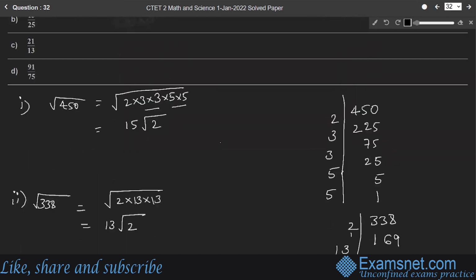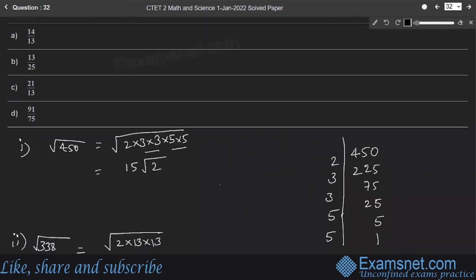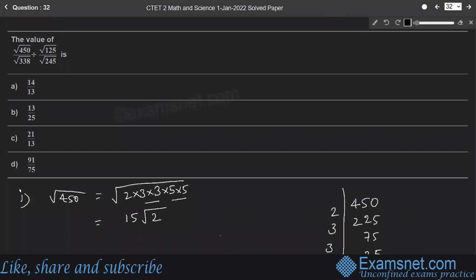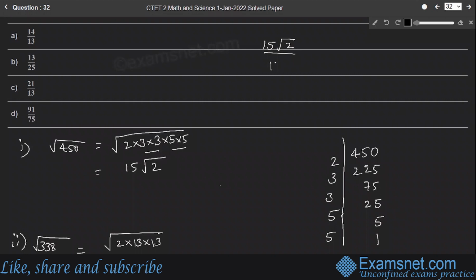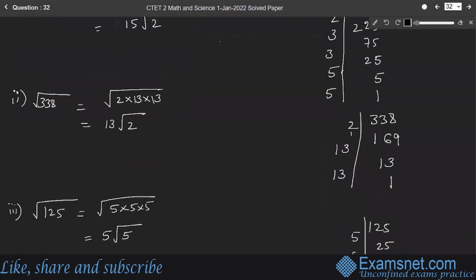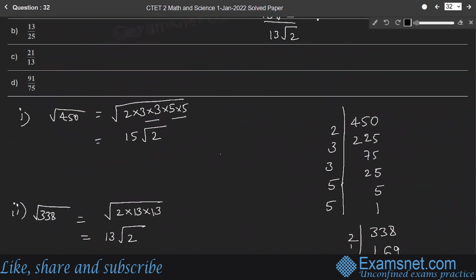So, solve the given number, that is 15 root 2. Square root of 450 is 15 root 2, divided by, that is 338, 13 root 2, divided by 5 root 5, 7 root 5.